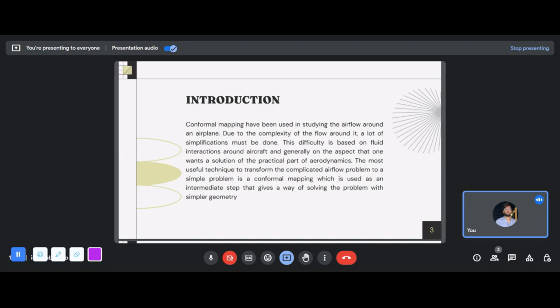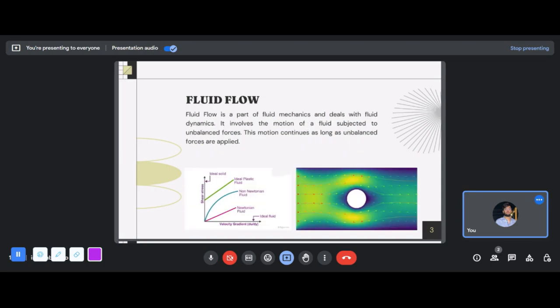So now let us understand what a fluid flow means. Fluid flow is a part of fluid mechanics and it deals with fluid dynamics. It involves the motion of a fluid subjected to an unbalanced force, and this motion continues as long as unbalanced forces are applied. In the graph it is explained more easily what fluid flow means.